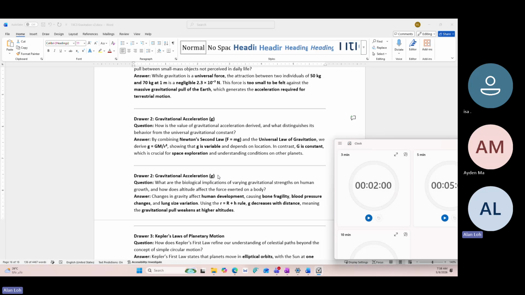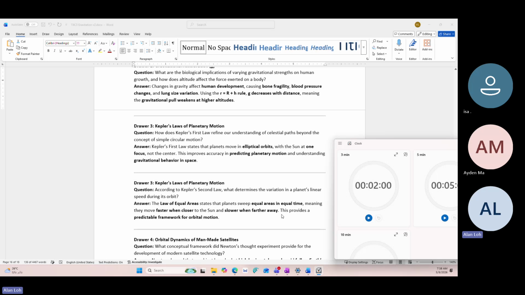All right. Drawer 2 up now, level up to level 7. Let's do drawer 3. Let's start now.